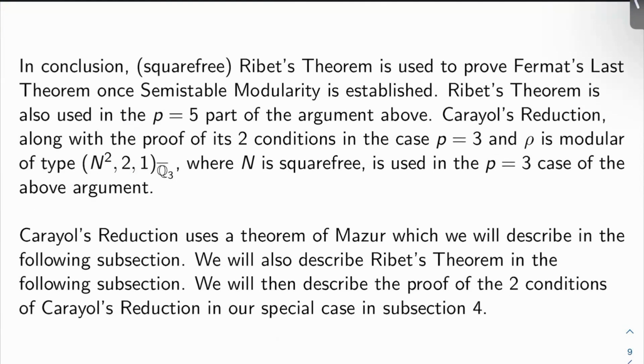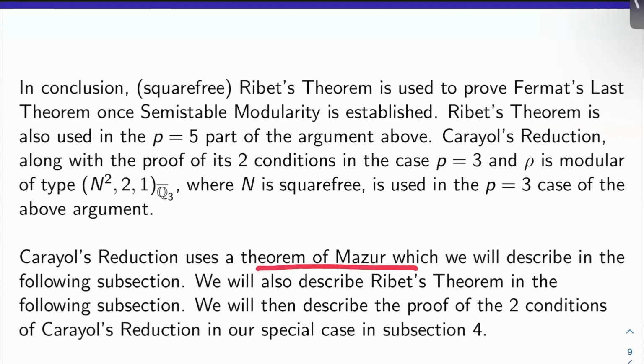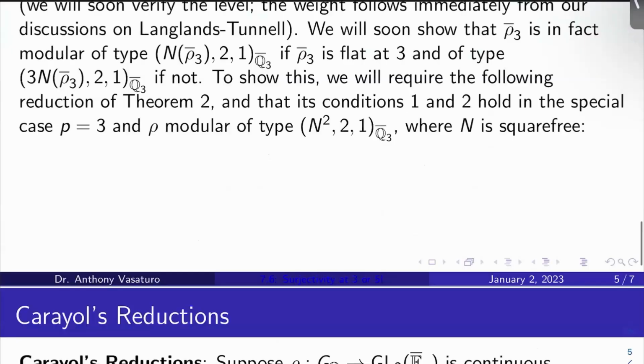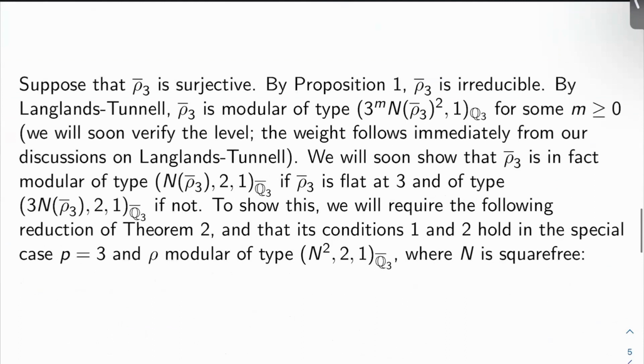Okay. Ribet's level lowering uses a theorem of Mazur, which we'll describe, I think, in the next video. We'll also describe the proof of Ribet's theorem in the square-free case in the next video, okay? Then we will describe the proof of the two conditions of Ribet's level lowering in our special case later, and we will also be examining these results up here where we are able to nail down the level of rho bar 3 so precisely, okay? And similar for 5.